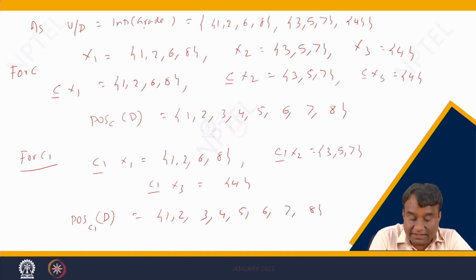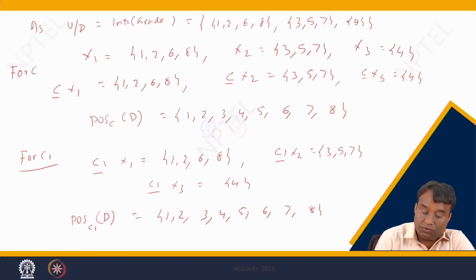So U by D, that is the indiscernibility relation of grade: A is 1 2 6 8, then C, then B is 4. Now for C, C is total, so all are different. So 1 2 6 8, that is C1. The lower approximation with respect to x1, all are different, so you get 1 2 6 8. For x2, all are different, so you get 3 5 7, and x3 is 4. The positive region is the union of all the lower approximations, so you get 1 2 3 4 5 6 7 8.